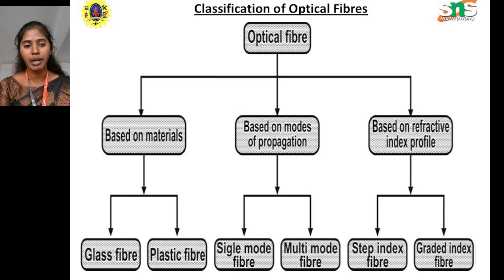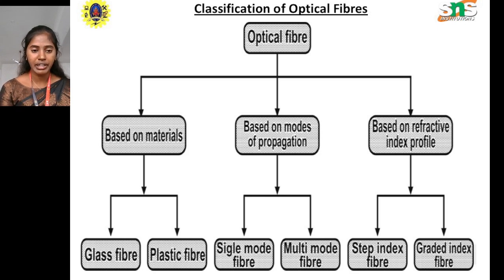In this video, I am going to explain the classification of optical fibers. Optical fibers are classified on three bases. First one is based on material. Second one is based on propagation. Third one is based on refractive index profile. Look at this flow chart. Optical fiber is classified into three different classifications. First one is based on materials.